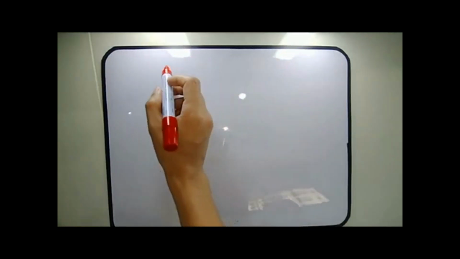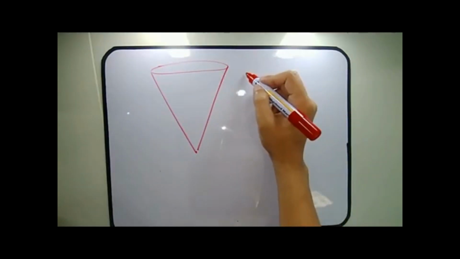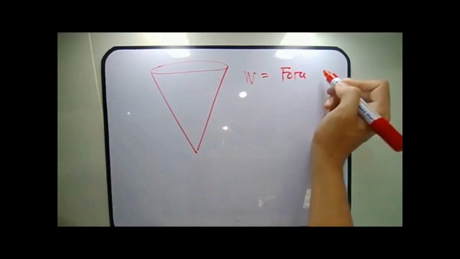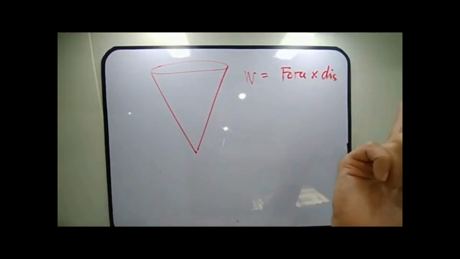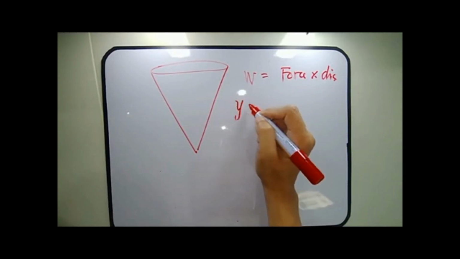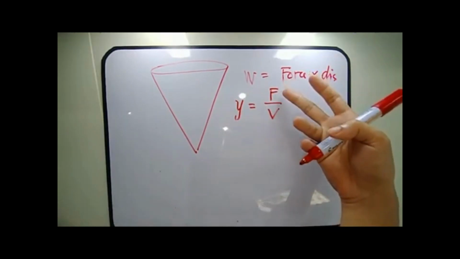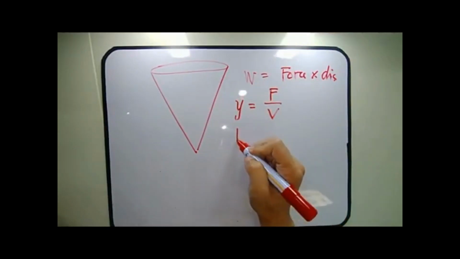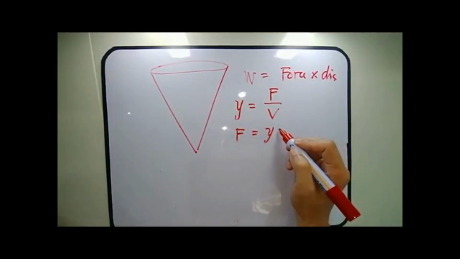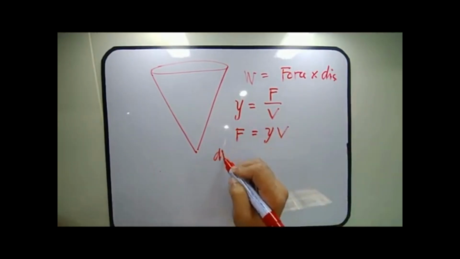So the next application, guys, is work done in pumping. So for example, we have here a conical tank. So it is a cone. The formula is the same, guys, that is work equals force times distance. Then in fluids, we have a concept called the specific weight. So specific weight will be the force per unit of volume. So that is the weight or force per unit of volume. Therefore, you have F as specific weight times volume. So we have here work.